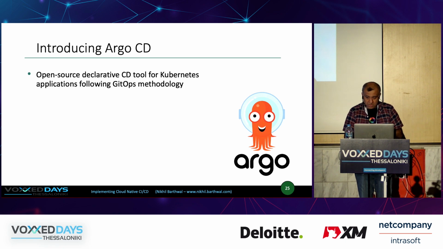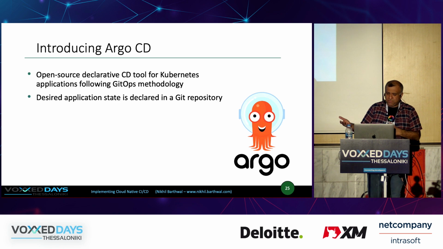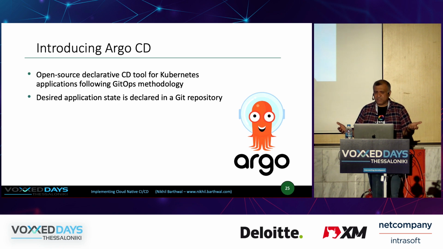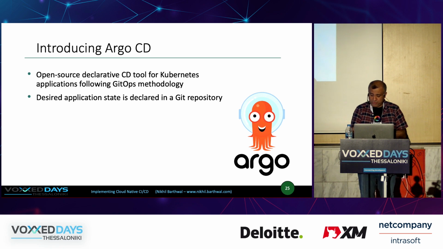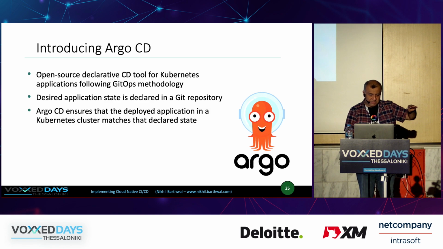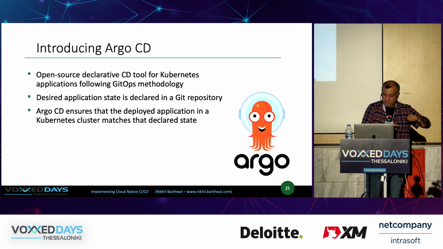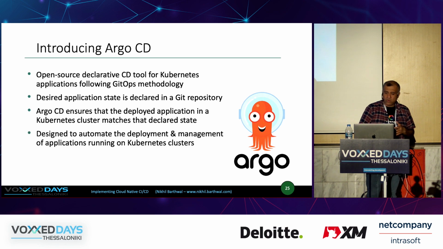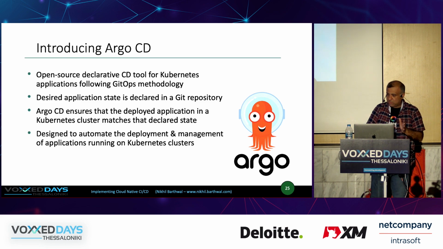So, yeah. And it follows the process of GitOps. So you basically have a desired application state that you store in Git, and it is continuously monitoring and making sure that your actual state matches what your declared state is. It's designed to automate deployment and management of applications on Kubernetes, right? Like I said, it's basically geared more towards the deployment part of it.